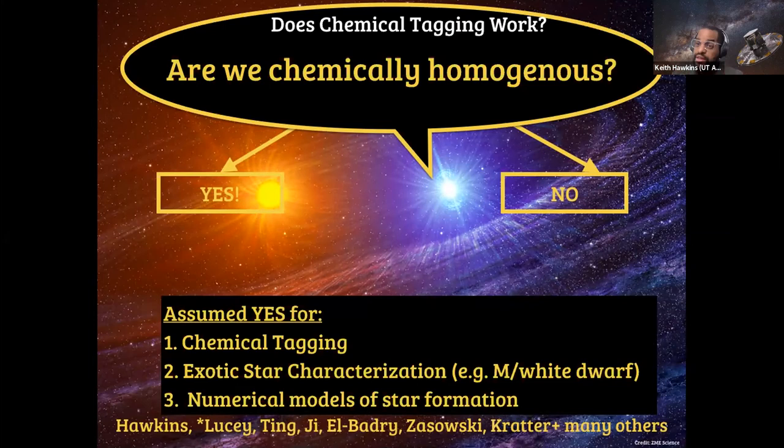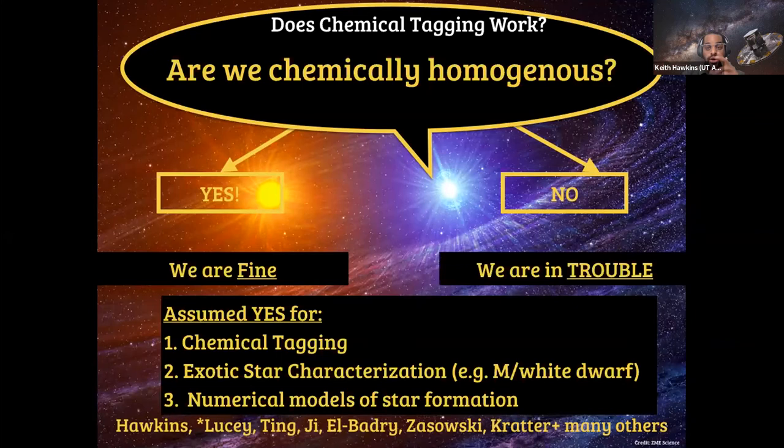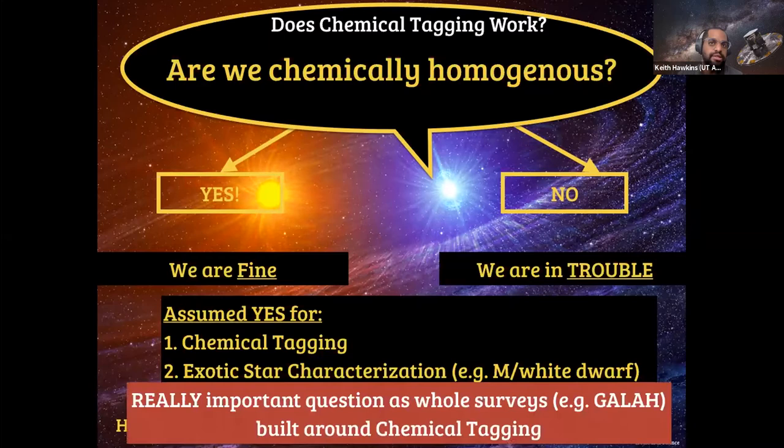And so what people will do is they'll find an M dwarf in a wide binary pair with an FGK star. They'll measure the abundance of the FGK star, and then they'll assert that the M dwarf has the same abundance. And of course, this is used a lot now because the exoplanet community is looking at M dwarfs. It's also used for white dwarfs and other types of stars as well. So if the answer is yes to this question, great, we're good. If the answer is no, then we actually have a bit of trouble here, because we're assuming it to be yes for lots of various things.